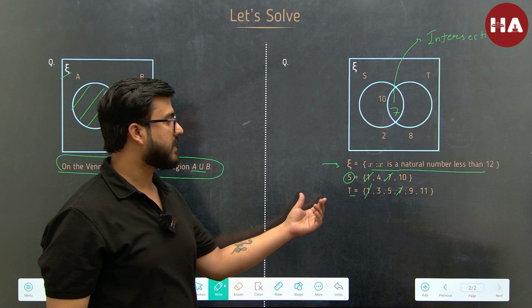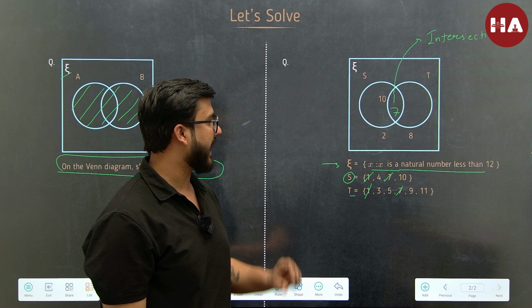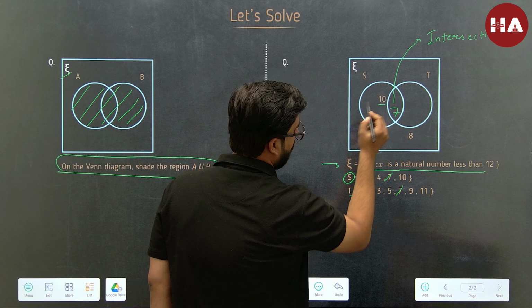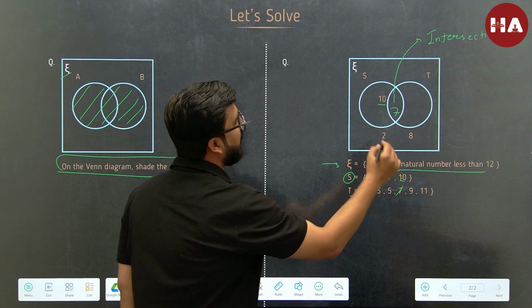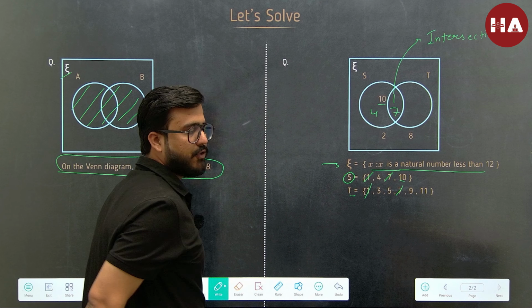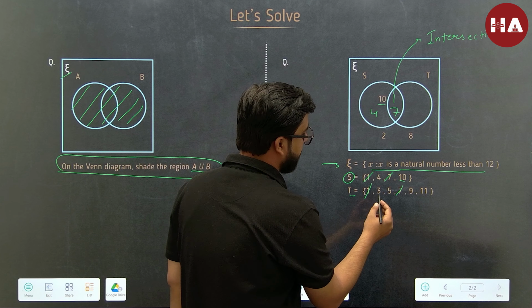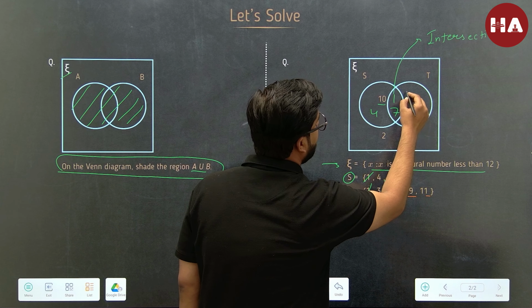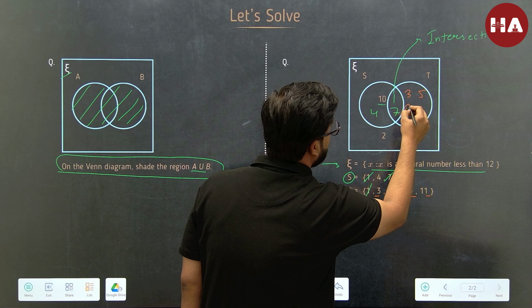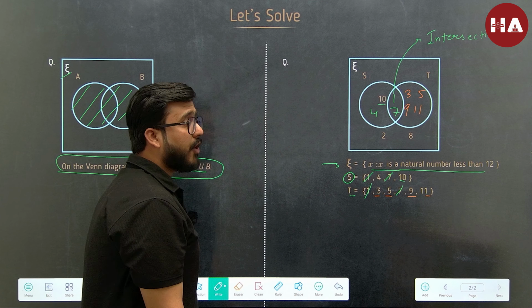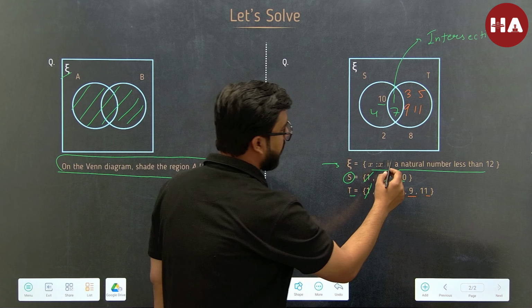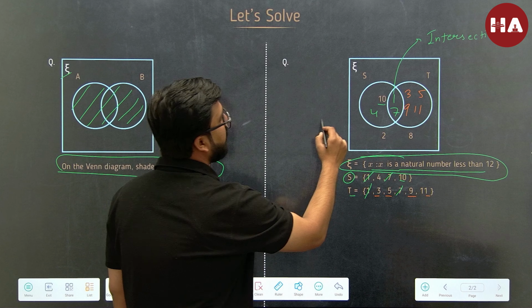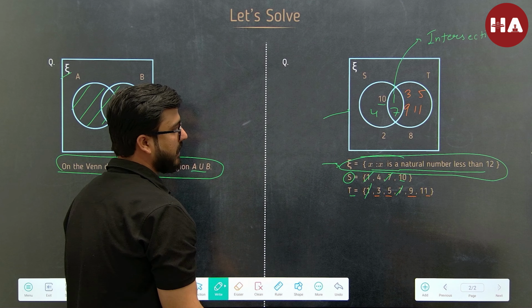Now similarly, the elements that are left in S, I'll write in S. So 10 has already been written as you can see here, and I'll write the number 4. Similarly for T, you can see that the numbers left are 3, 5, 9 and 11. Now you have to cross check that all the numbers that fit in this criteria have been noted in this set along with the universal set.